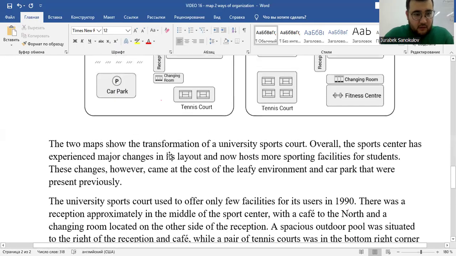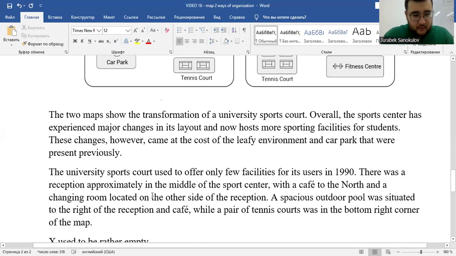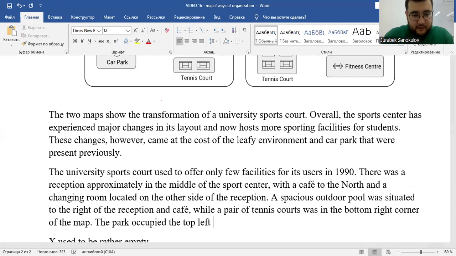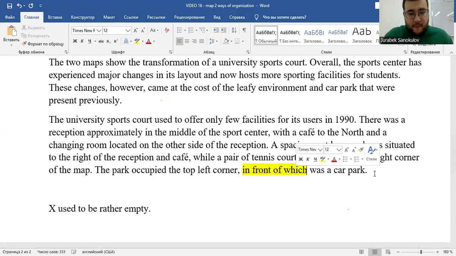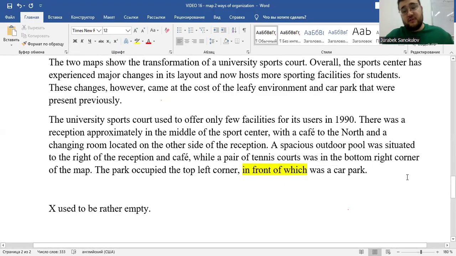And so the park occupied the top left corner, in front of which was a car park. That's it. And I believe you do remember this sentence structure as well. If you don't, again, just refer to the previous videos and you're going to see it.